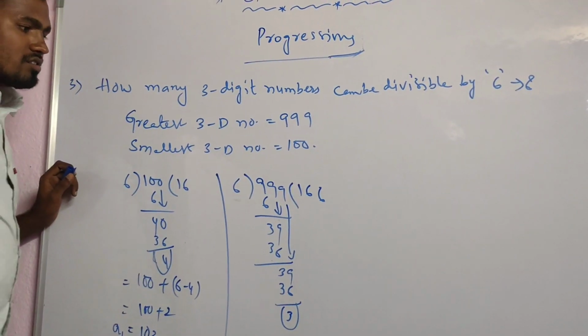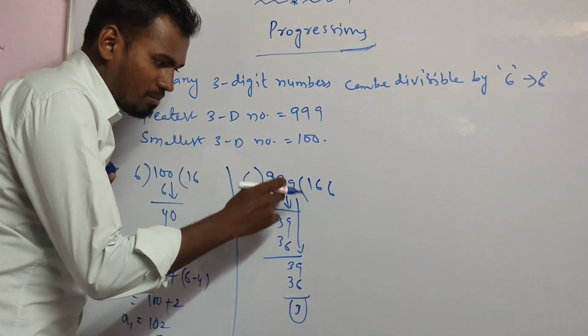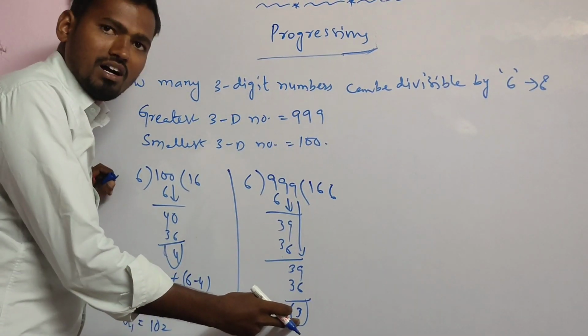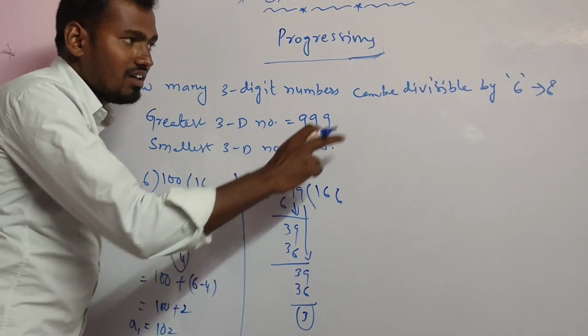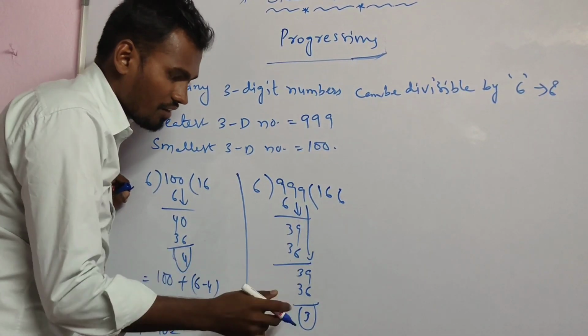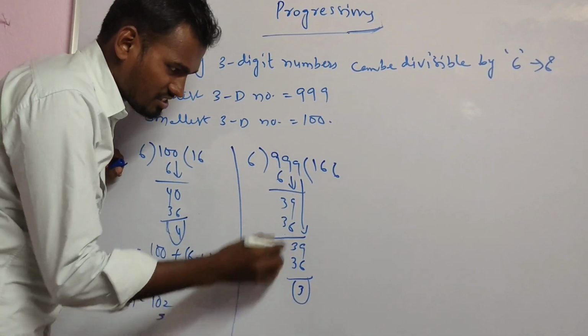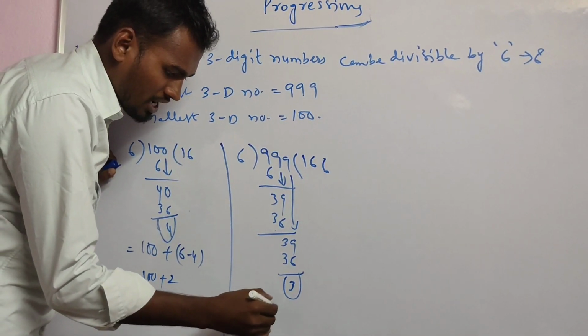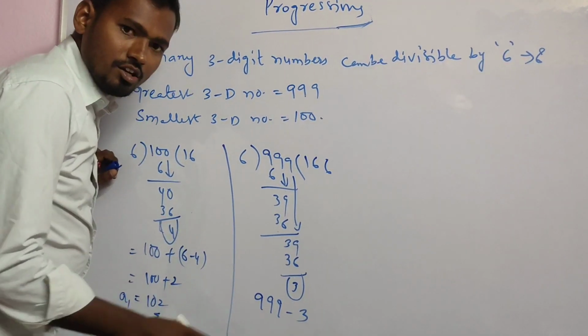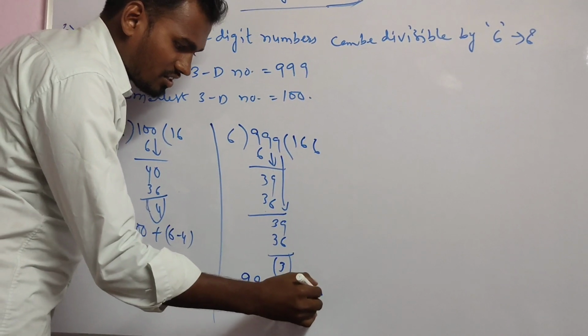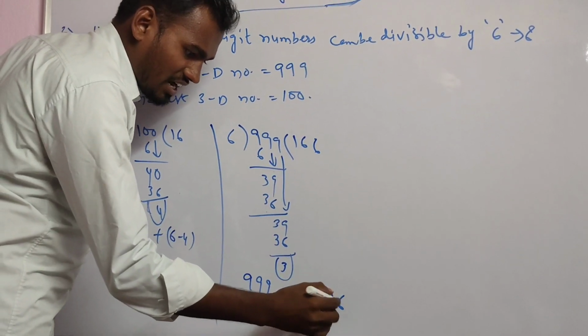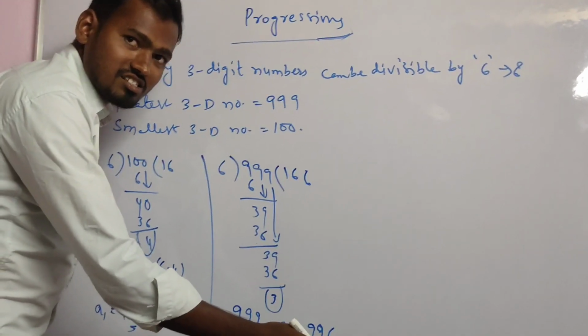So from this greatest number we have to subtract 3, then we get the last value which is divisible by 6. Simply, I am doing 999 minus 3. 999 minus 3 means 996. This is the last term only.